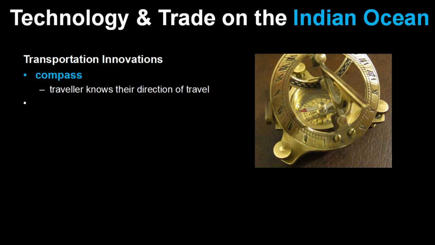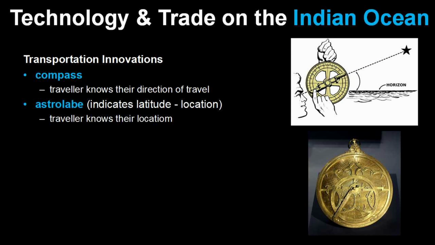On the Indian Ocean, you've got the compass. This helps you know which direction you're going. You've also got the astrolabe, which lets you know which latitude you're on. If you've got both a compass and an astrolabe, you can know both where you are and where you're going, which is super important if you're traveling on the sea or anywhere for that matter. It's the closest thing to having Google Maps in the period 1200 to 1450.